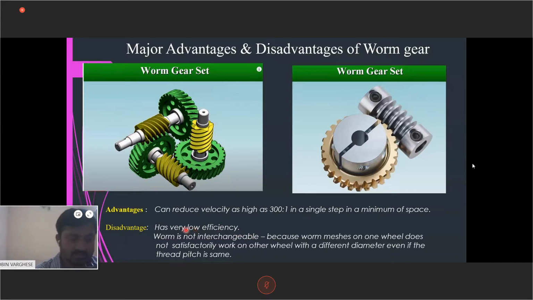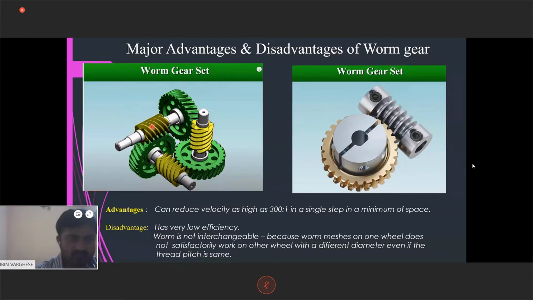However, there are disadvantages, like very low efficiency. The other one is that it cannot be interchangeable. That means we cannot use a different worm for this one if the diameter is increased. For example, the thread pitch, the distance between the threads. What do I mean by that? The distance between the gaps is the same in a bigger diameter also, so we cannot use this type of pinion.